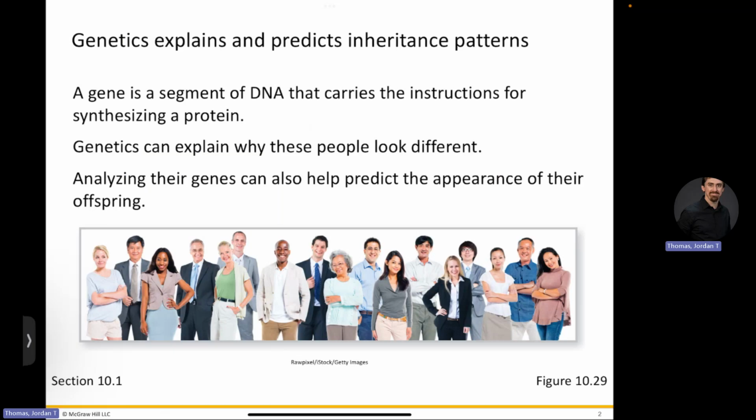Genetics can explain and predict inheritance patterns. A gene is a segment of DNA, like we've been talking about for the last couple weeks, that carries the instructions for synthesizing a protein. Genetics can explain why these people look different. Analyzing their genes can also predict the appearance of their offspring. Sometimes this is just a simple one or two genes. Sometimes it's complex, and we'll go over that later today. But genes can help predict what's going to be passed on to the offspring.